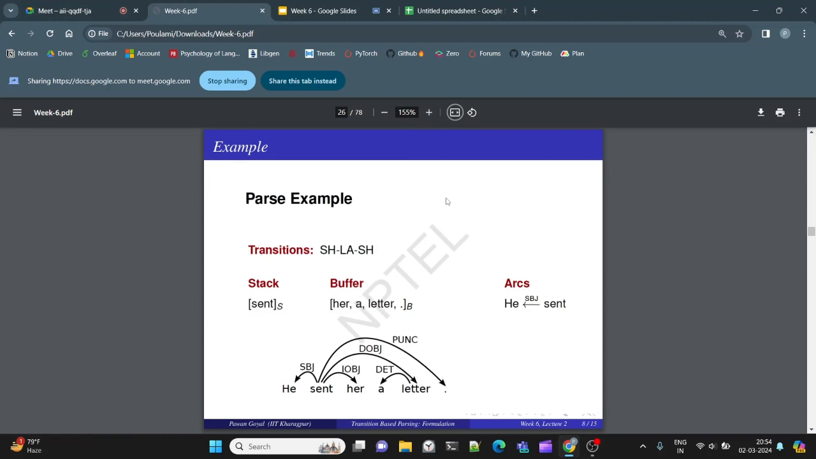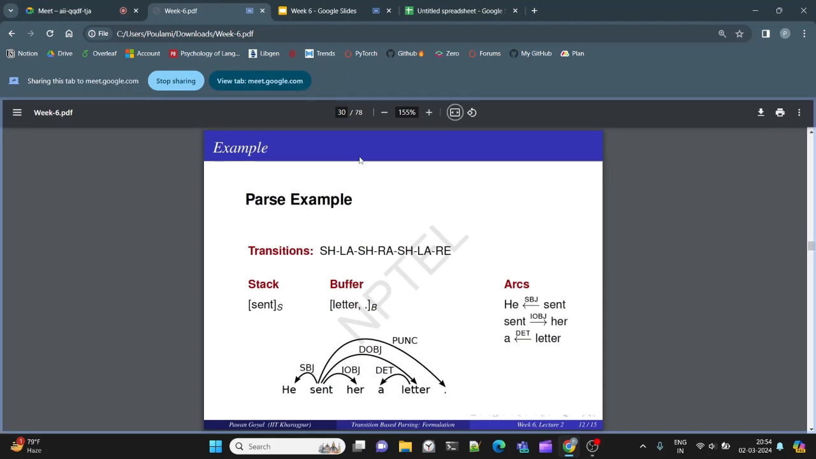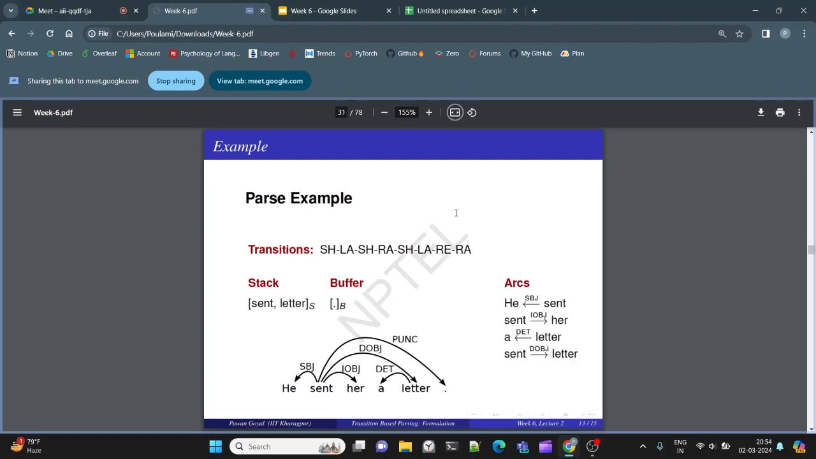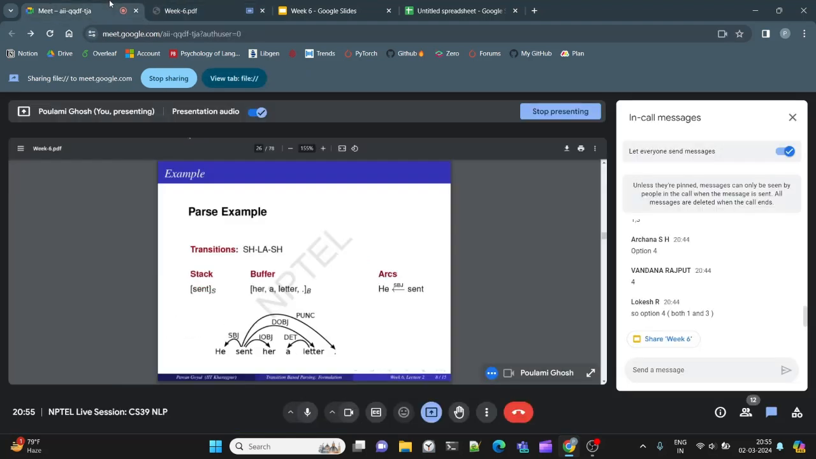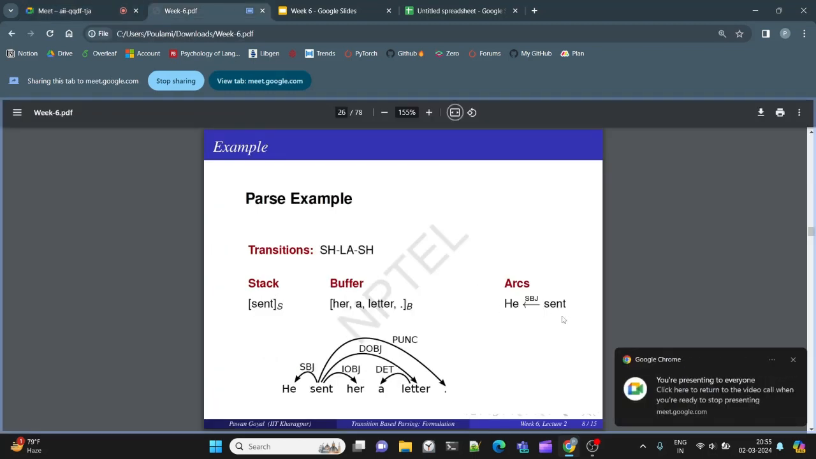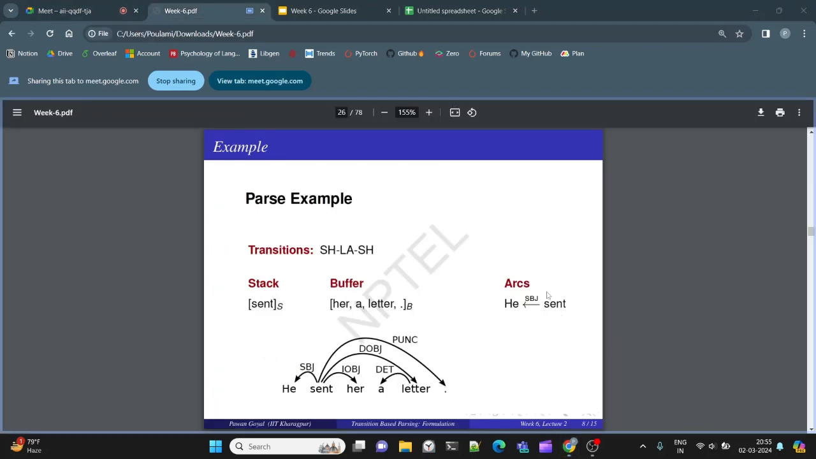So one of you asked me to explain reduce. I'll just quickly explain that. So let's see here. I'm sharing the slides now. Yeah. So this is one of the current configurations, the intermediate configuration.